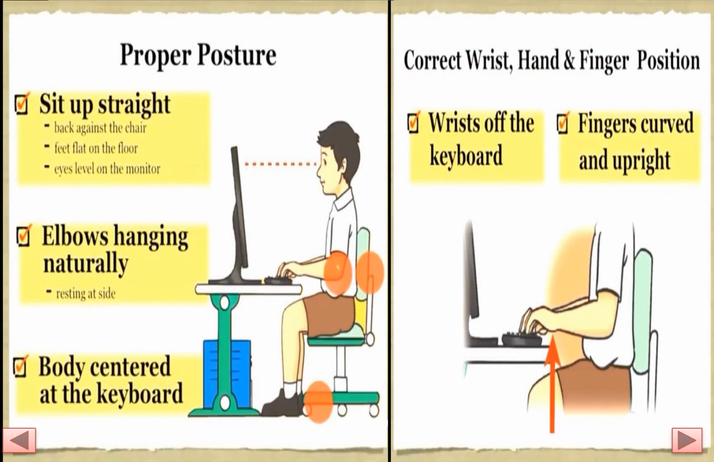Okay, how do we use keyboard correctly? Proper posture. Sit up straight, elbows hanging naturally, body centered at the keyboard. Correct wrist, hand, finger position. Wrist off the keyboard, fingers curved and upright.